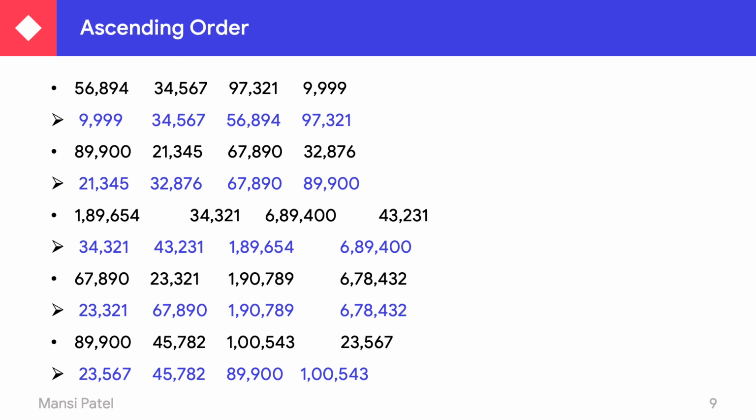Now your next set of numbers. From these numbers we can see that 23,567 is the smallest number. Then after that 45,782. Then from the remaining two, 89,900 is the smaller. And now which one is the remaining? 1 lakh 543 is the remaining. So 1 lakh 543 is the answer.